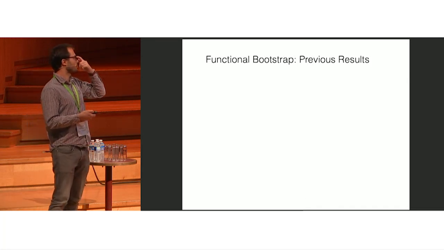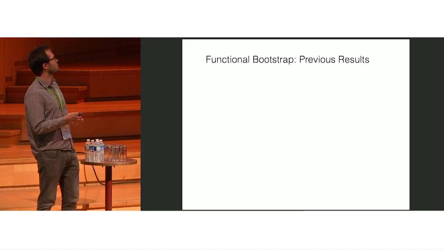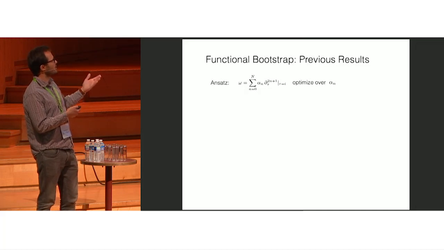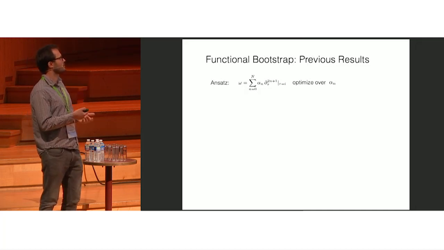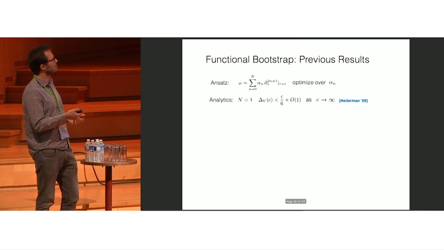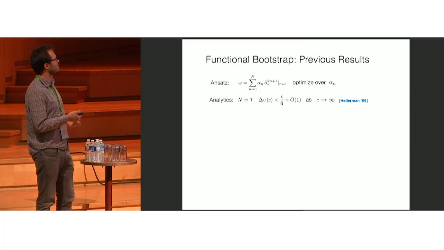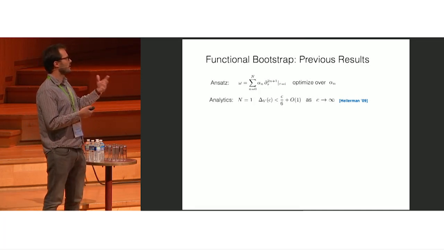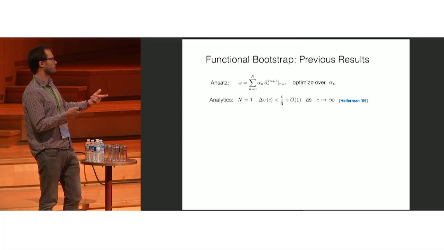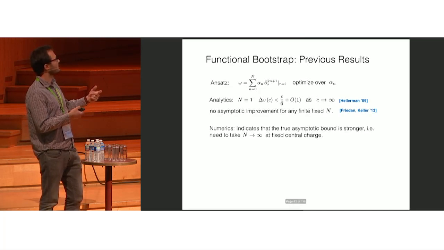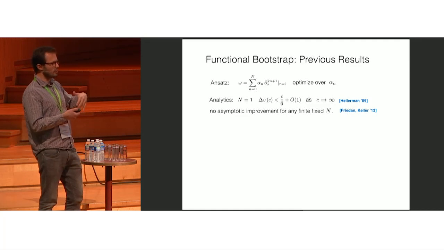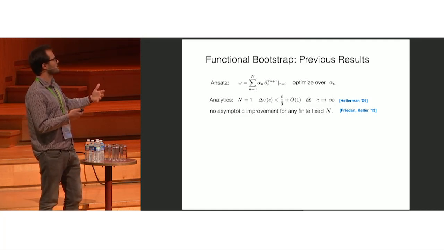Now, let me describe some of the previous results following from the functional bootstrap. People typically use this ansatz for the functional, some finite sum over derivatives at the symmetric point, and you want to optimize over alpha to get the best bound. Now, Hellerman showed in his seminal work that just with two derivatives, you can get a non-trivial bound, namely that the upper bound on this first primary is at most c over 6 plus an order 1 number at large central charge. And in fact, later on, it was shown that if you keep n fixed and finite, you cannot improve this bound asymptotically, that it stays c over 6 with any finite fixed n.